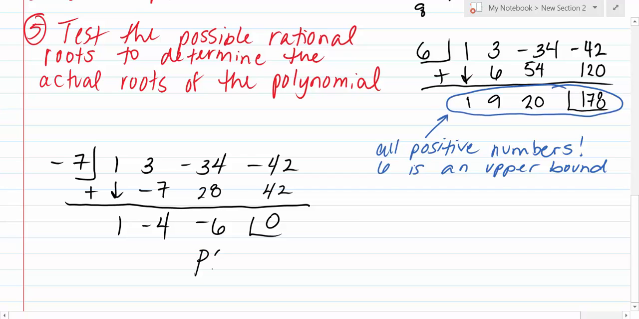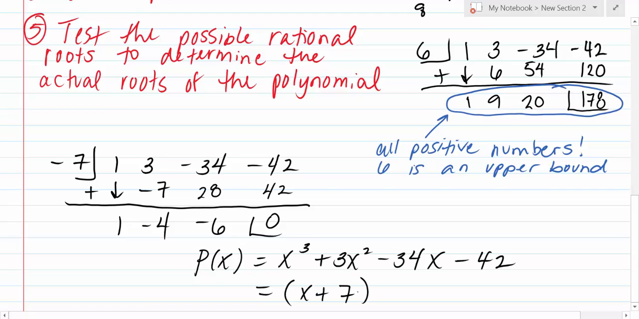Remember, our original polynomial looked like this. And when I divided that polynomial by x plus 7, it came out evenly, and I was left with x squared minus 4x minus 6. Looking at x squared minus 4x minus 6, I see that this does not factor further. So I have now fully factored this polynomial.